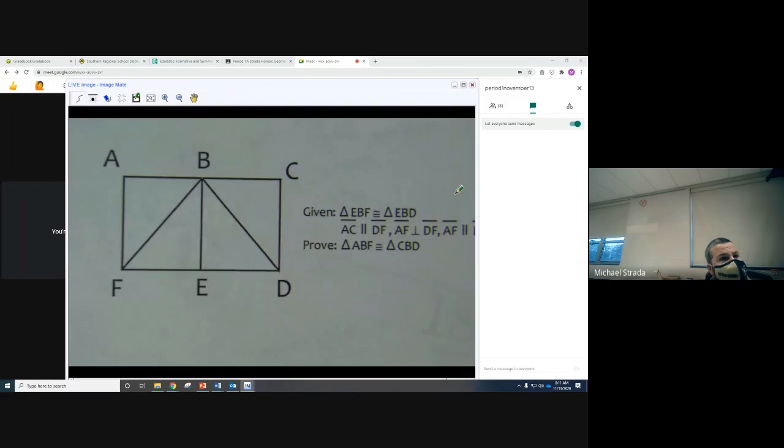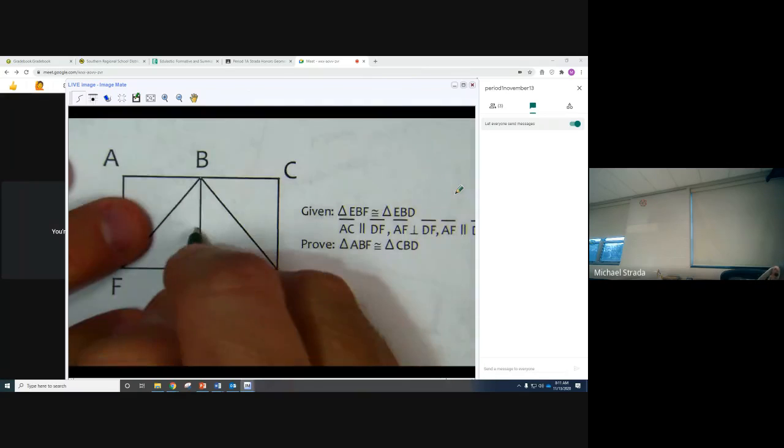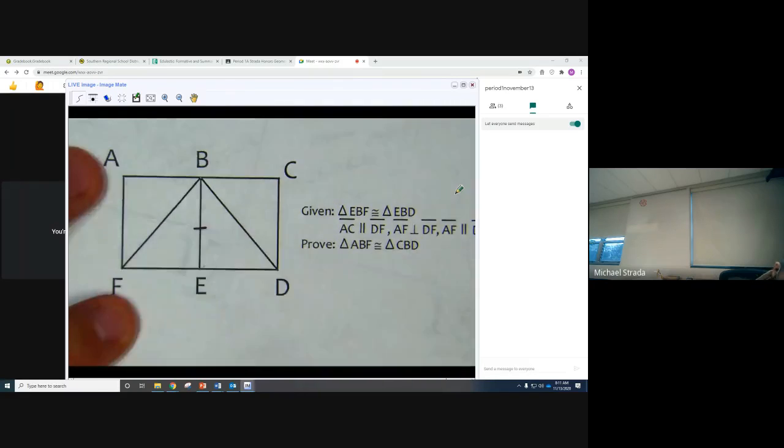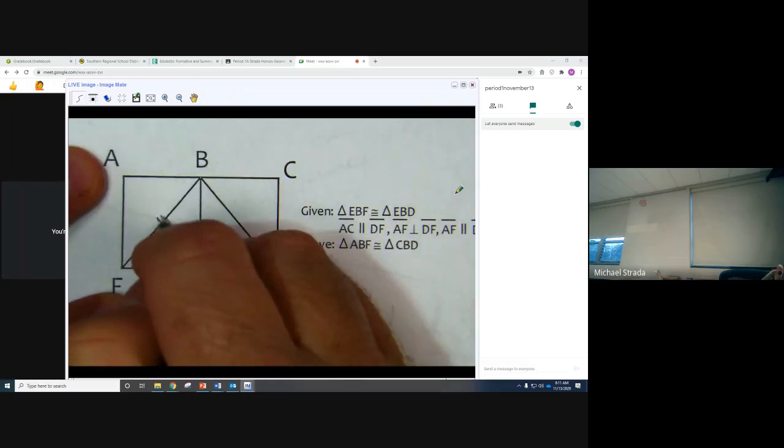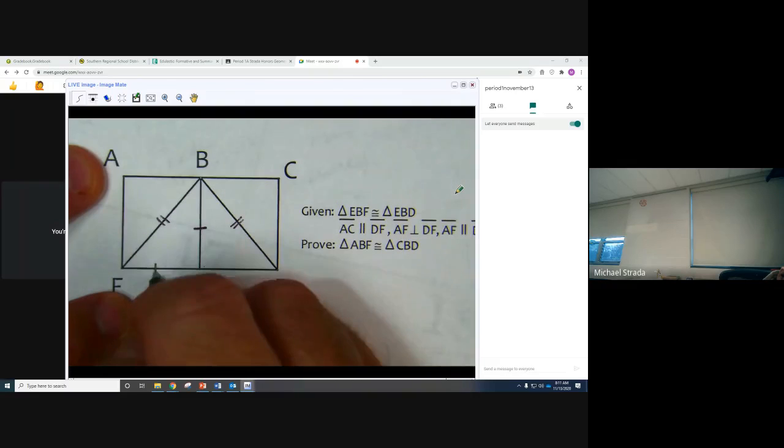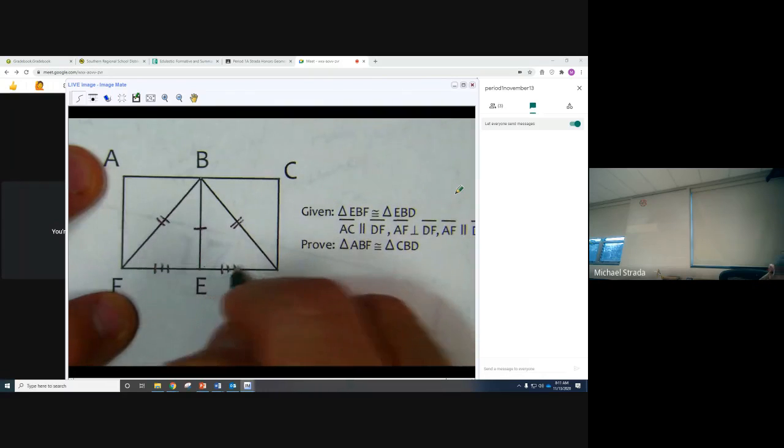Now the top one, a little more challenging. The triangle EBF is congruent to triangle EBD. So that's my shared side on that one. That's going to be congruent to that. That's going to be congruent to that.